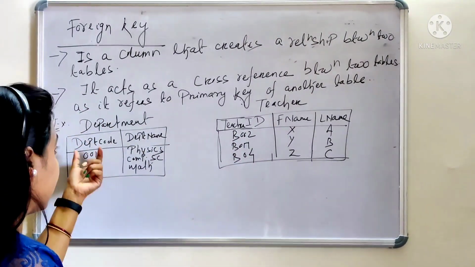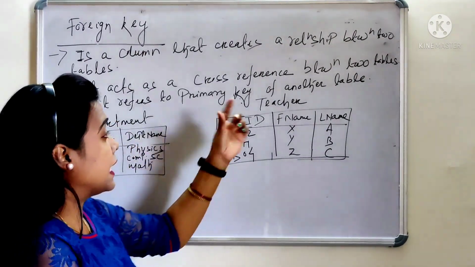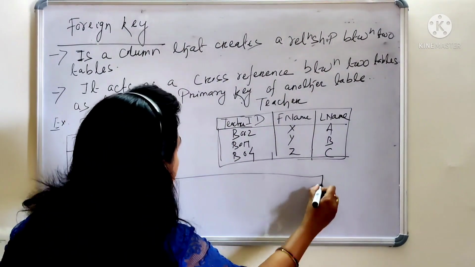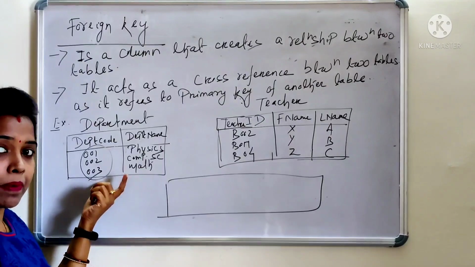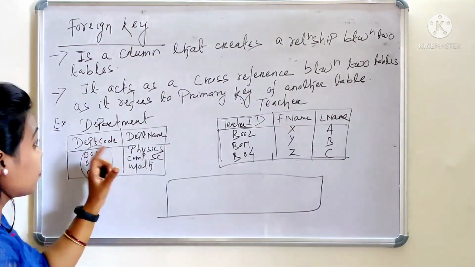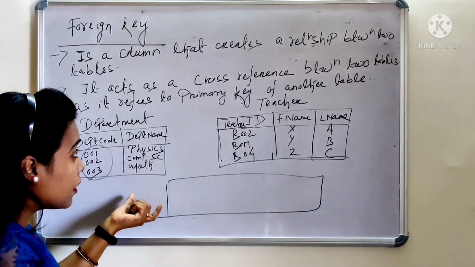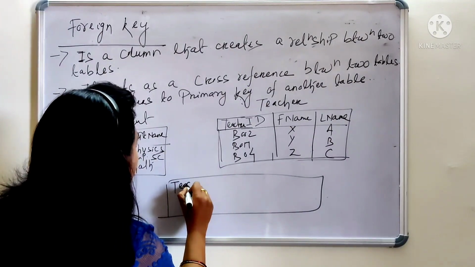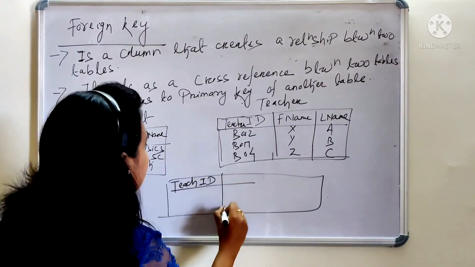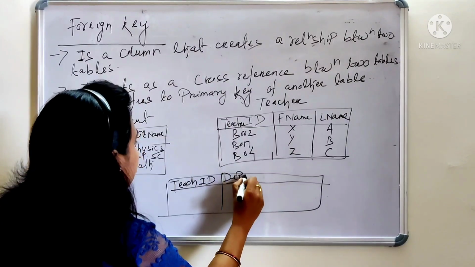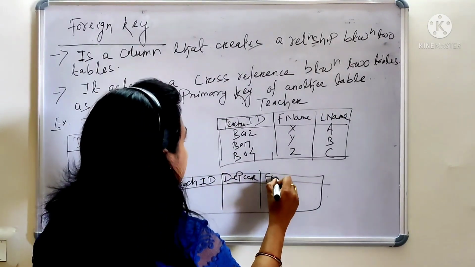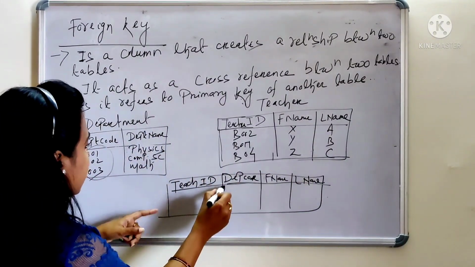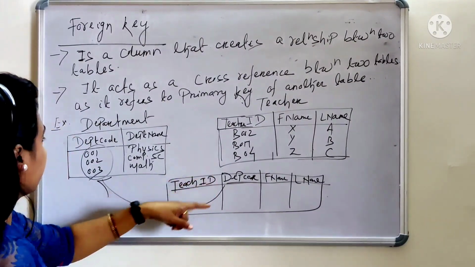So by entering department code as a foreign key in the teacher table, we can get the information of the teacher. Here I have chosen department code as my primary key. So now the primary key of this first table, the department table, will become the foreign key of the second table. If I create my new table, then my ID is teacher ID, next is the department code, next first name and last name. So this teacher table refers from department code.